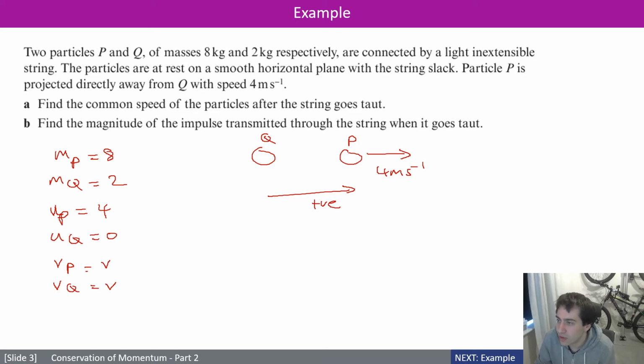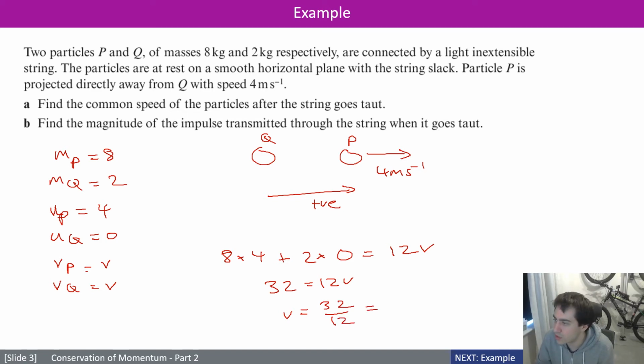I'll write it out this time: 8 times 4 plus 2 times 0 is equal to, and in this case I can just shortcut it. I can just take the total mass times its common speed. So that is 8 plus 4 times v. So it's 12v, which makes sense because it's 8v plus 4v. So we've got 32 equals 12v. Therefore v equals 32 over 12, which is 8 over 3.